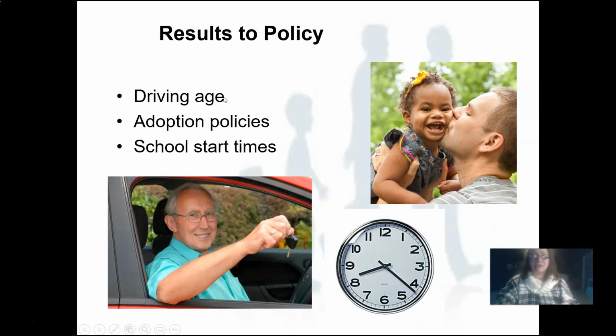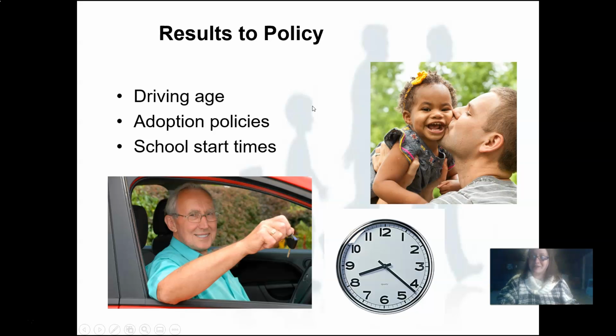Developmental psychologists have informed things like, who should be able to adopt children? What age should you be able to drive? When should school time start? This one is always a problem because high schoolers go to school way too early. Developmentally, they have this biological shift where they can't go to sleep super early, and then we're shoving them into the classroom at 6 a.m. And it's harmful, but there's a lot of other factors that go along with that too. So it's hard to change, but we try and get those results into policy as well.